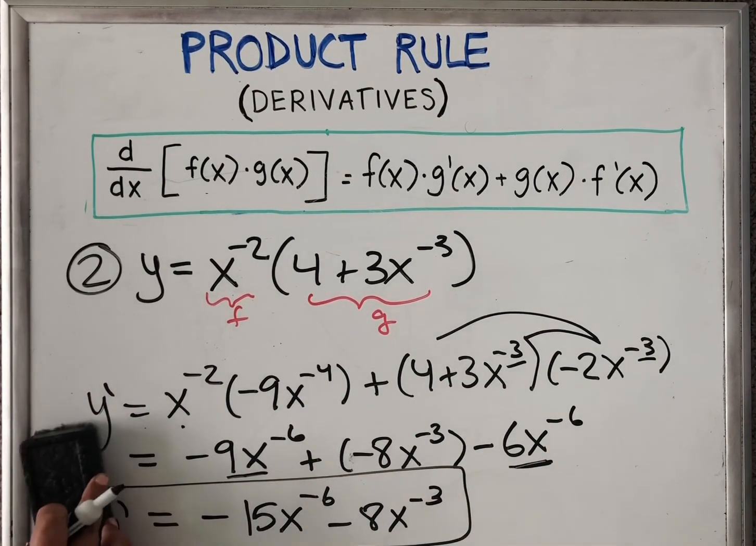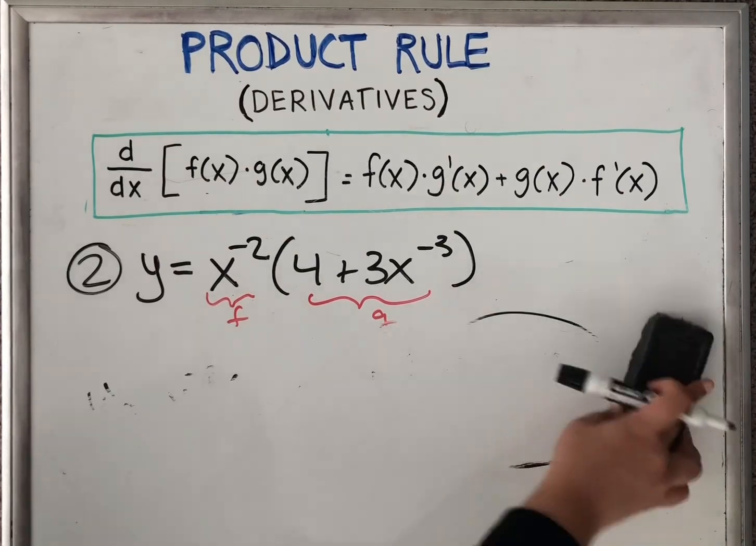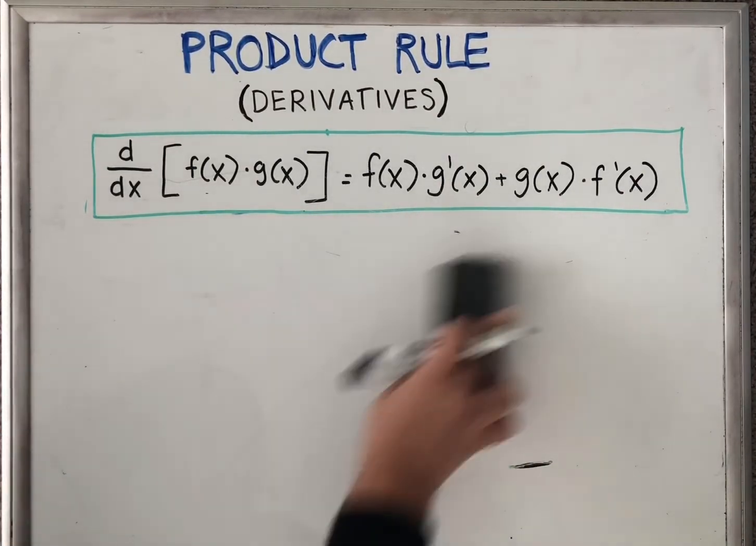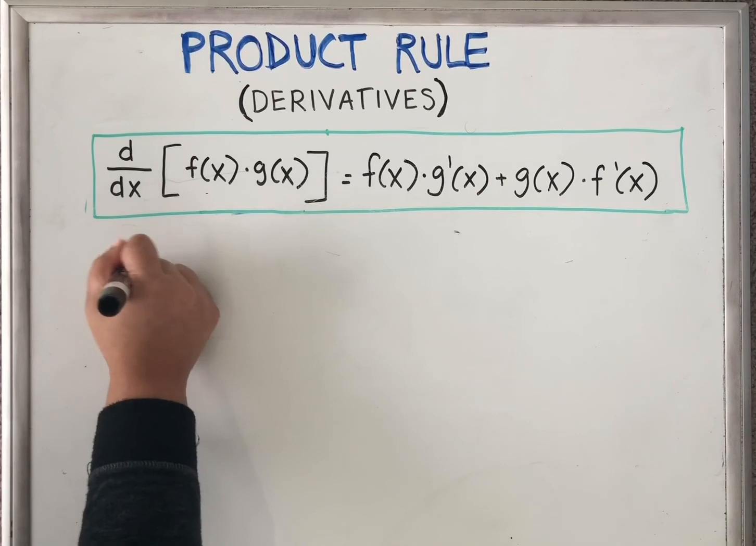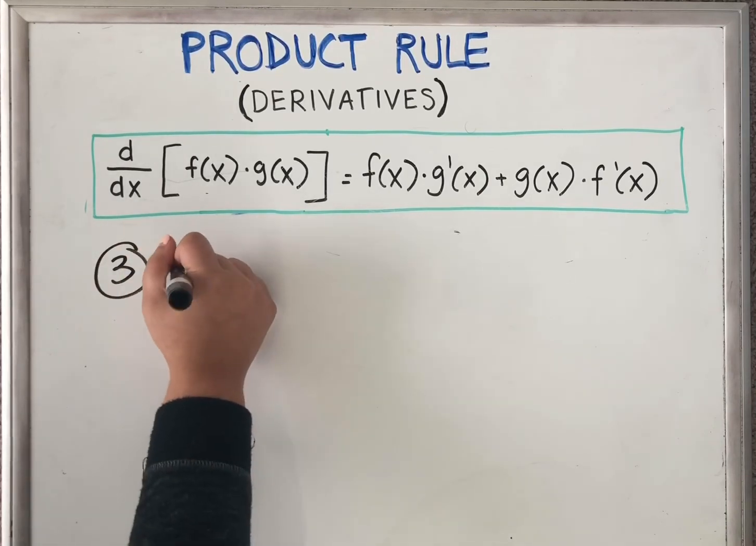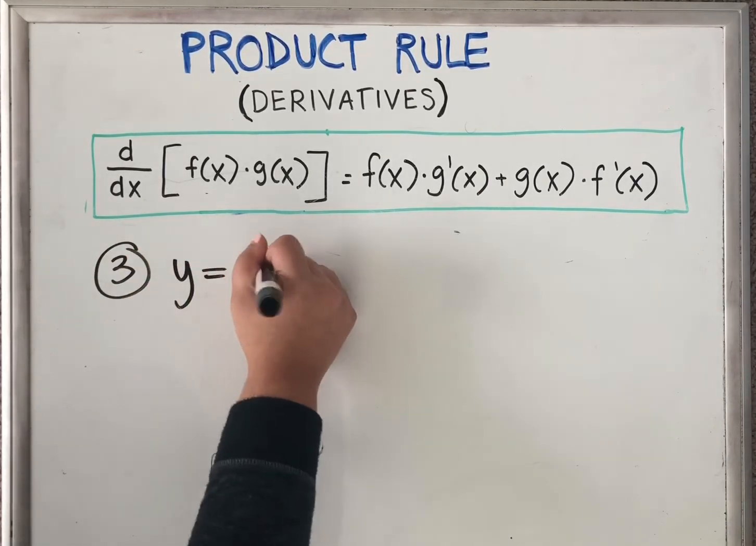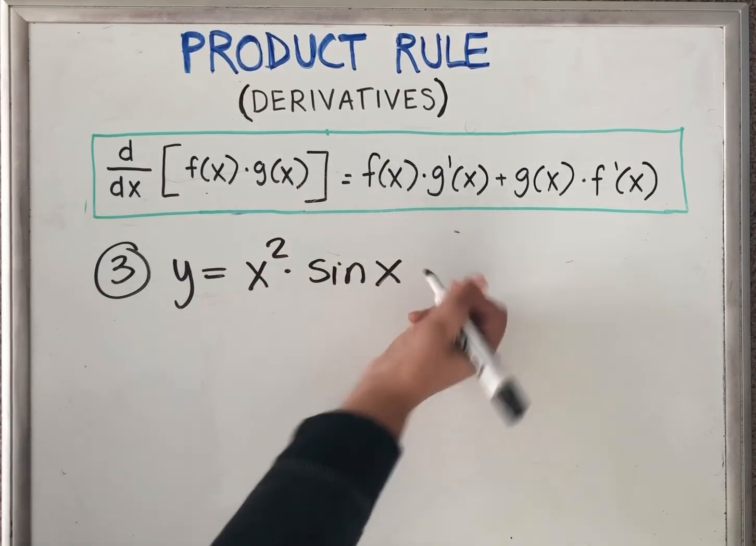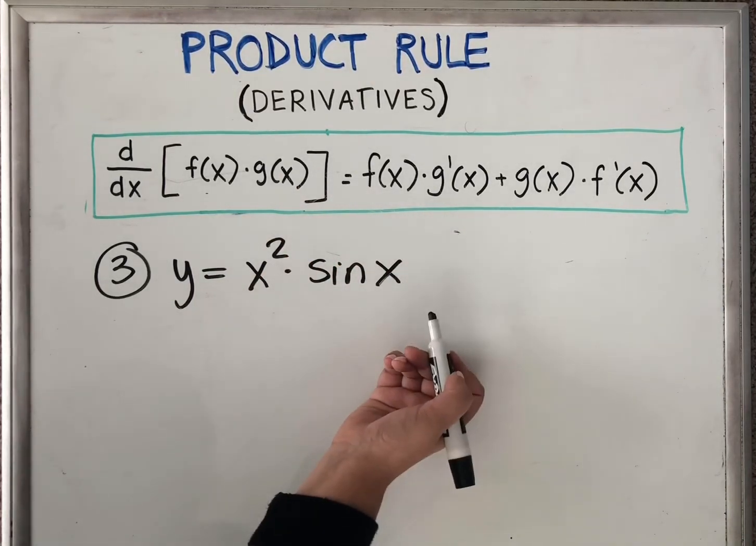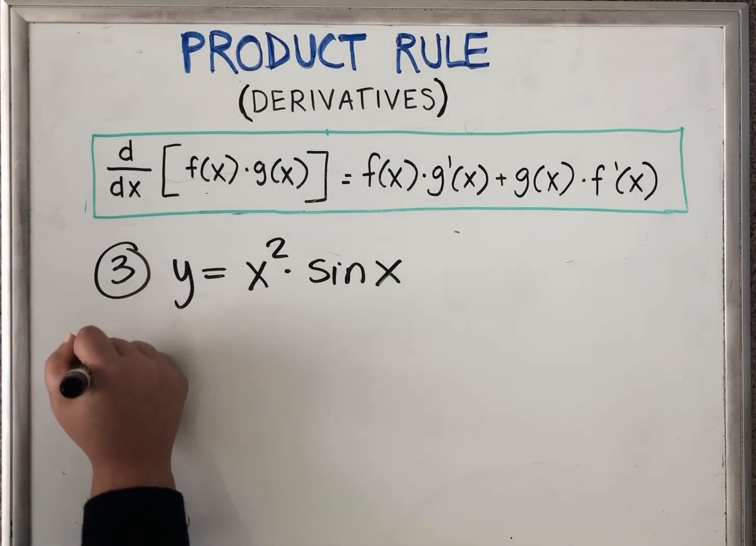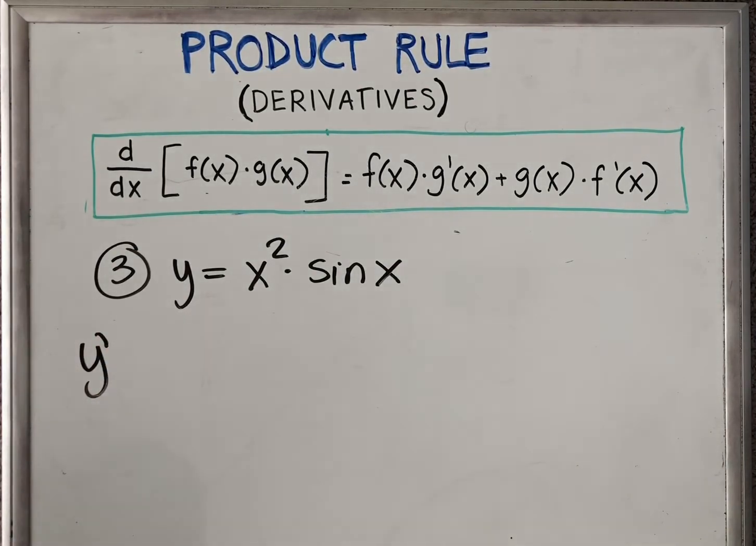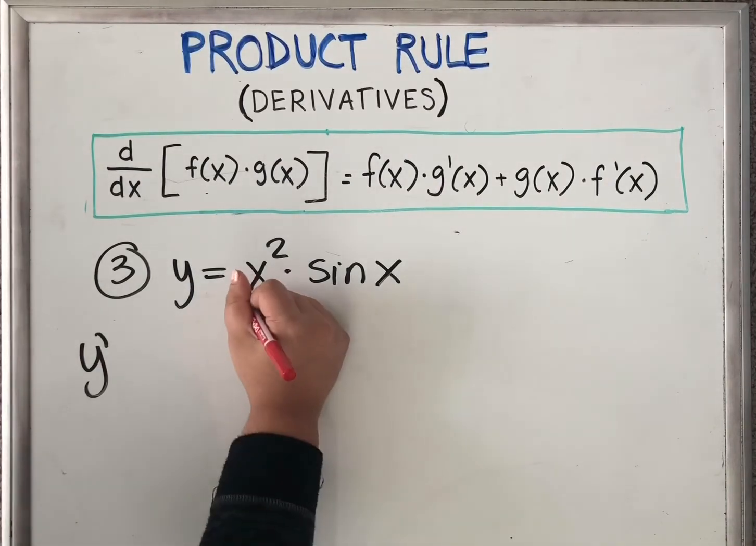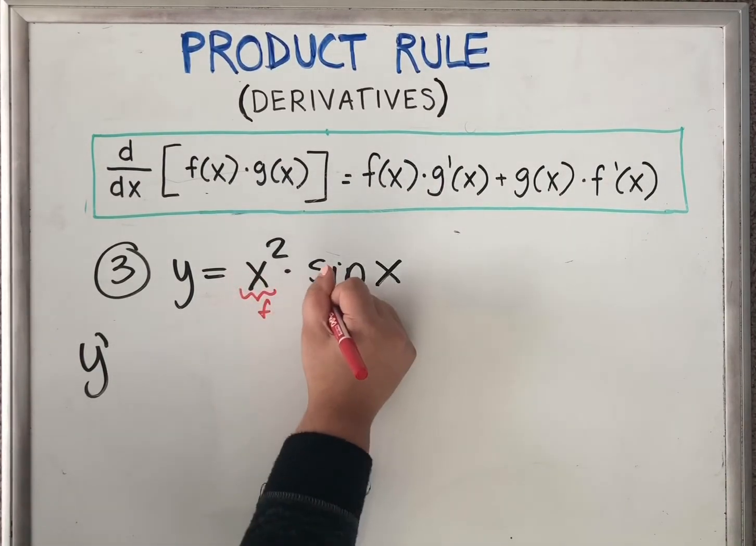Okay, moving right along, I'm going to put up number 3. Number 3 involves a little bit of trig. So we have y equals x squared times sine of x. Don't be intimidated by the trig. Essentially our process will be the same. So let's take the derivative. Again, before we do that, I'll just call this term f and this term g.